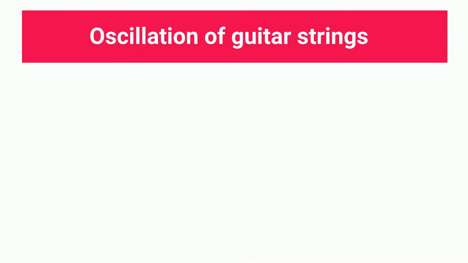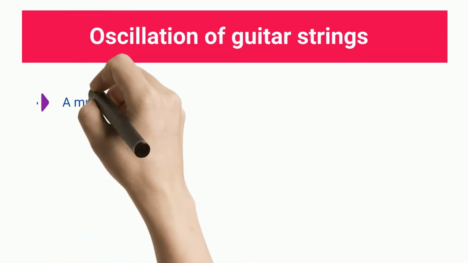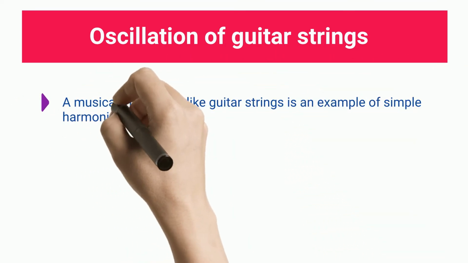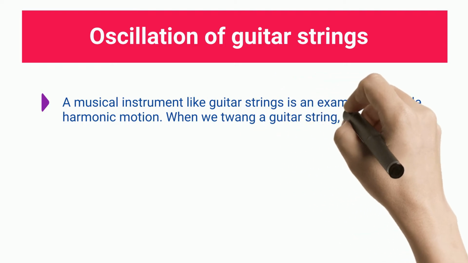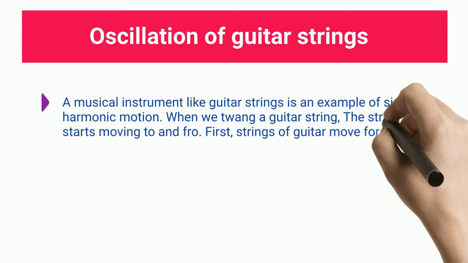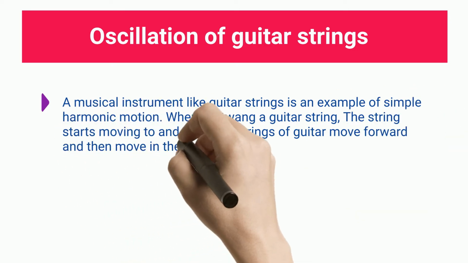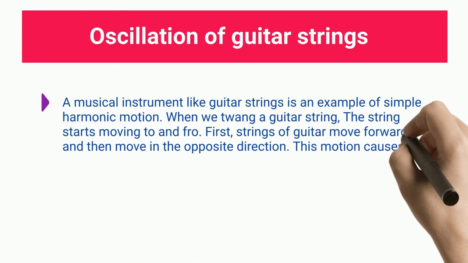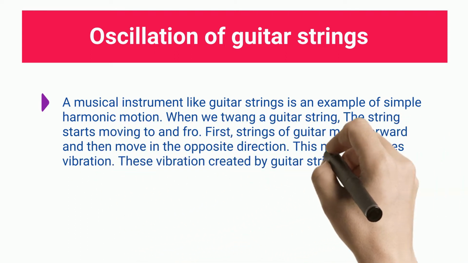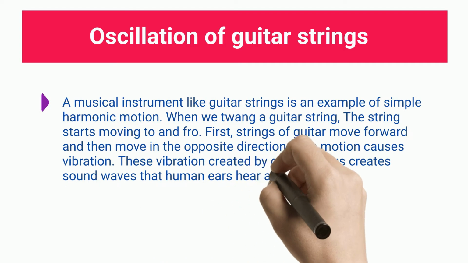Oscillation of guitar strings. A musical instrument like guitar strings is an example of simple harmonic motion. When we twang a guitar string, the string starts moving to and fro. First, the strings of the guitar move forward and then move in the opposite direction. This motion causes vibration. These vibrations created by guitar strings create sound waves that human ears hear as music.